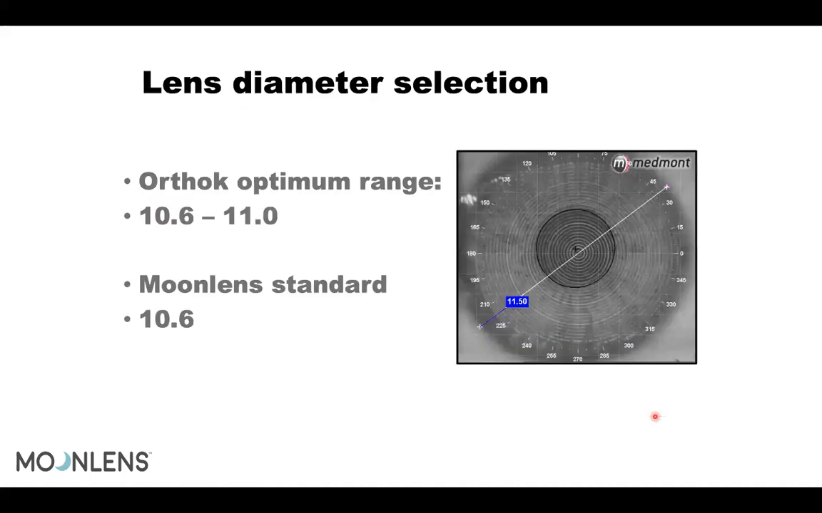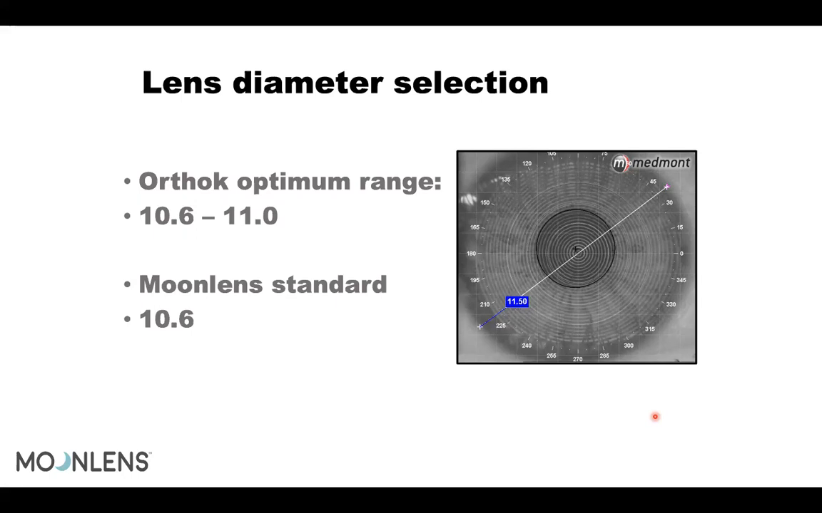So like I was telling you, diameter selection wise, it's going to be between 10.6 and 11. 10.6 being the standard, 11 is going to be for larger corneas, and there's basically a rule, but I mean, it's going to be 0.8 below the HBAD. But what is suggested by the lab is going to be 10.6 and 11.0, sorry.